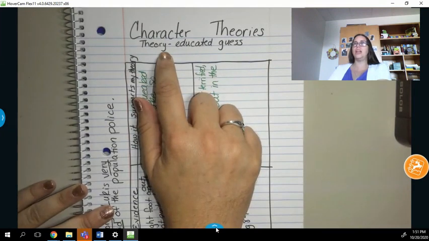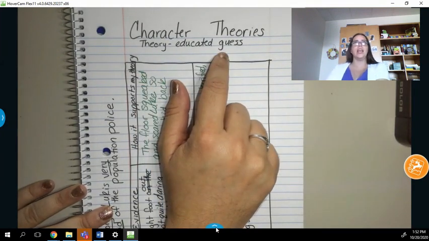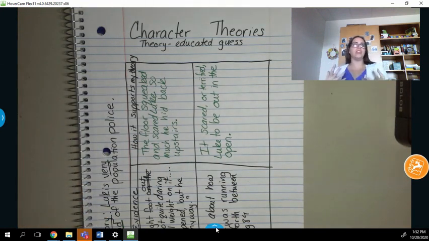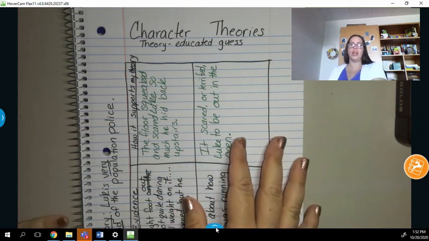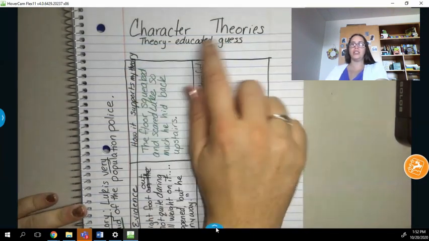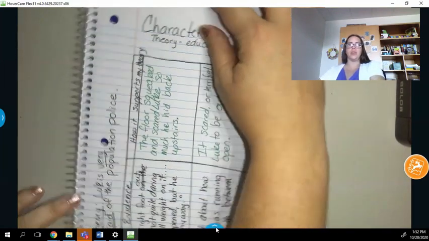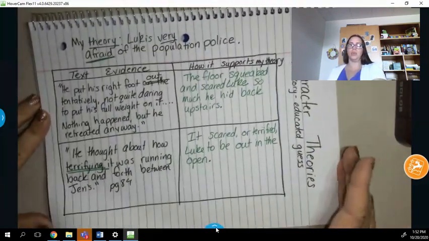And a theory is an educated guess. It is a thought that you have some evidence for, but you're not 100% sure. There's not a firm, absolutely proven evidence for it. Okay? So once you've written down character theories and your theory with your educated guess, you're going to take your paper and turn it sideways.